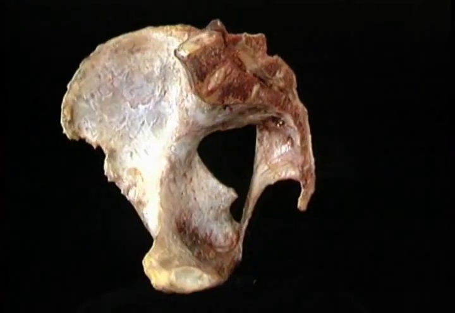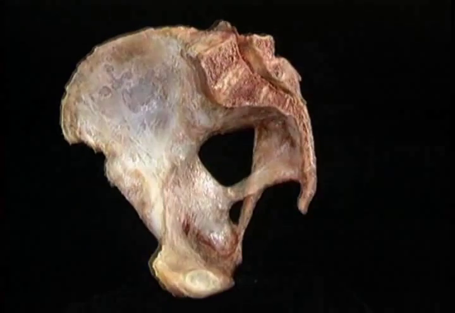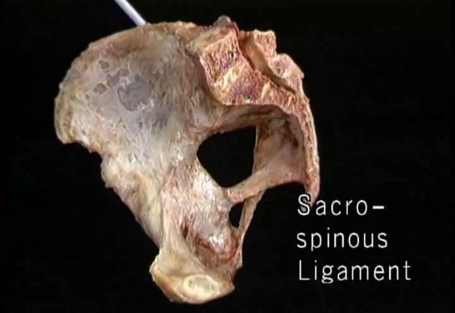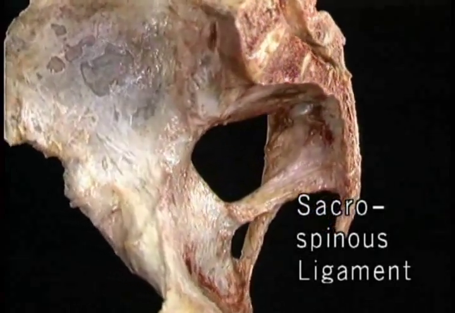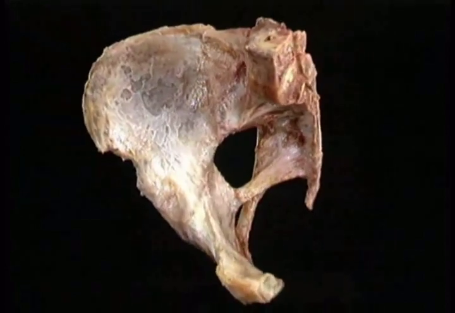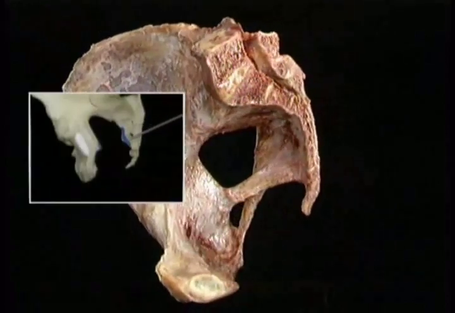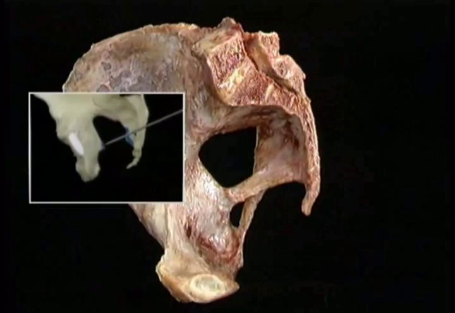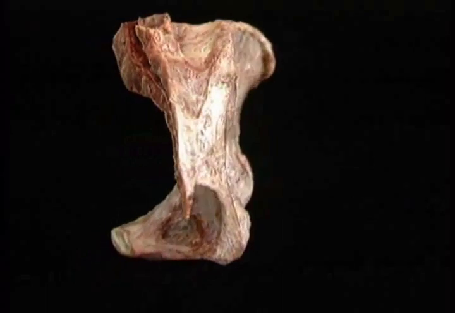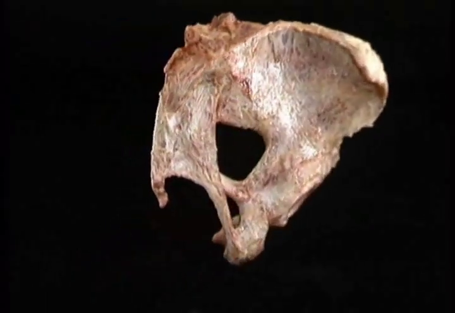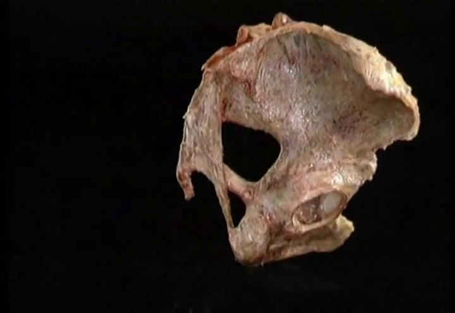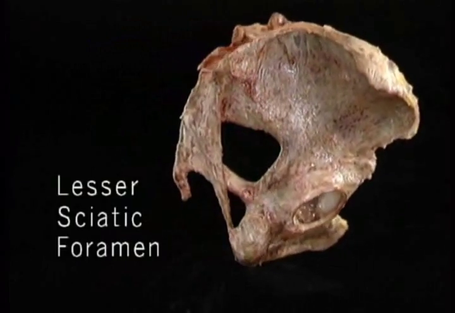Now we'll add the sacrospinous ligament to the picture. Here it is. The sacrospinous ligament lies in front of the sacrotuberous ligament and medial to it. It goes from here on the edge of the sacrum to here on the ischial spine. These two ligaments divide the gap between the sacrum and the ischium into two openings, the greater sciatic foramen and the lesser sciatic foramen.